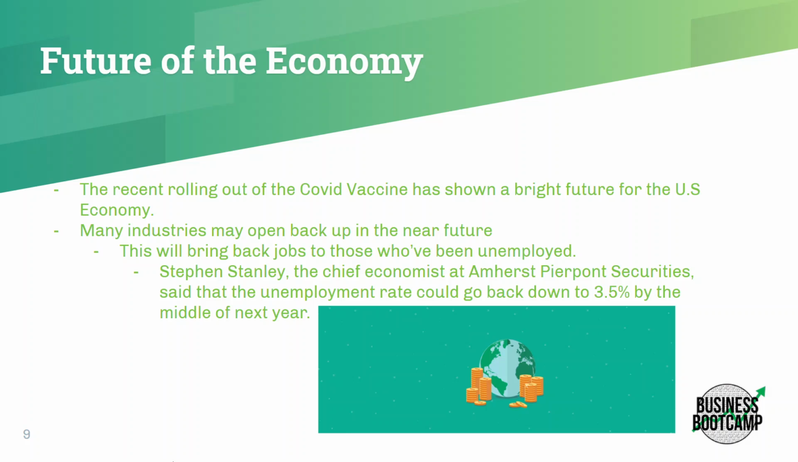And again, with the restaurant example, now that more consumers will go out because they're not afraid of the virus anymore, or at least not as much, and guidelines may be loosened, so restaurants won't have to be as strict with their customers on how to eat and proper guidelines. So many industries will open up. And Stephen Stanley, the chief economist at Amsterdam's Pierpoint Securities, said that unemployment rate might go back to 3.5% by the middle of next year. So we have a good future in sight, and hopefully it continues this way.